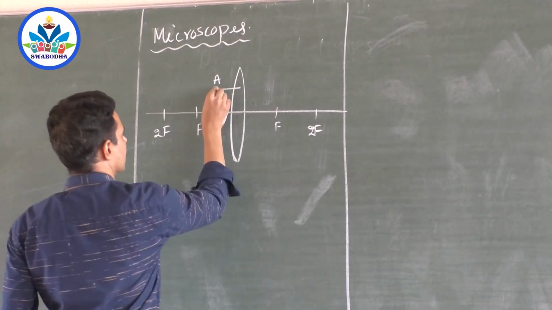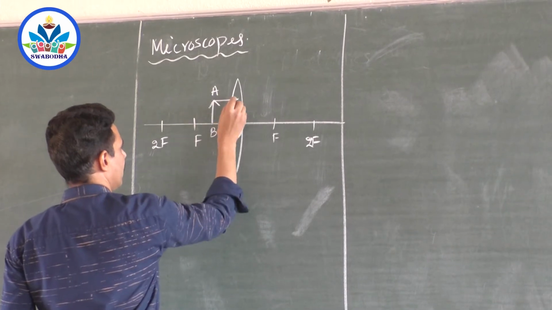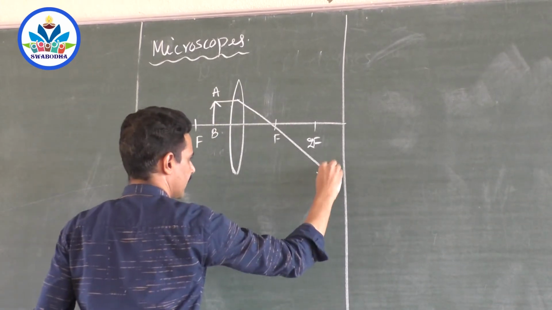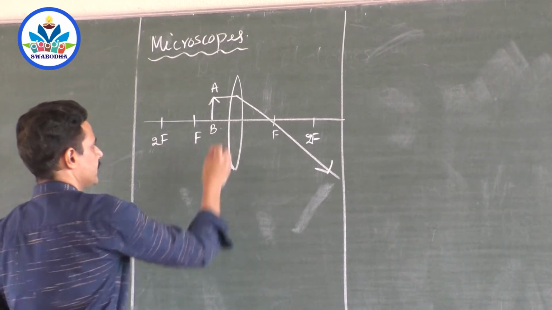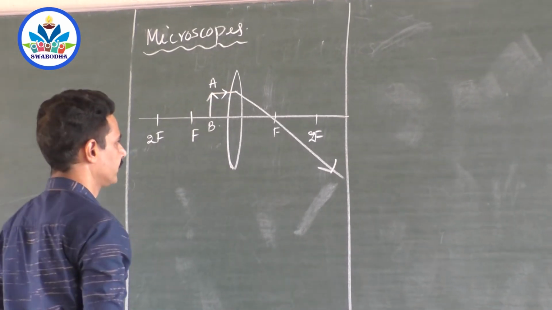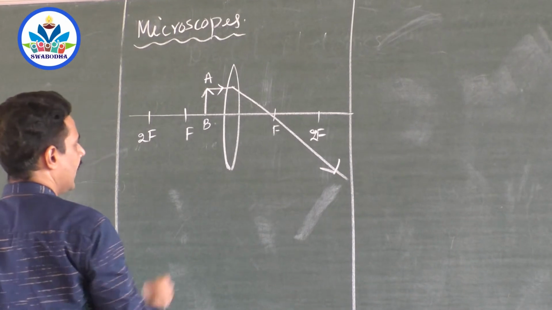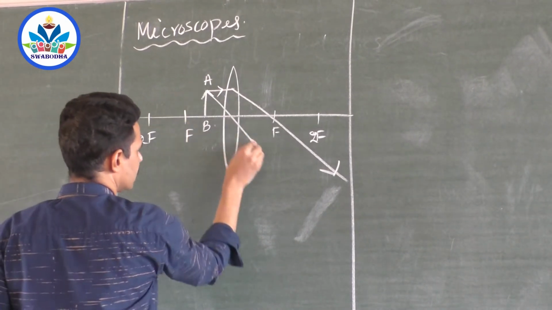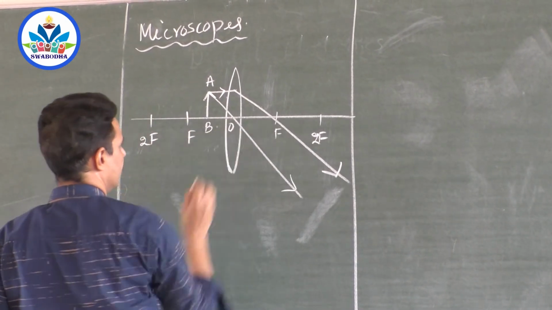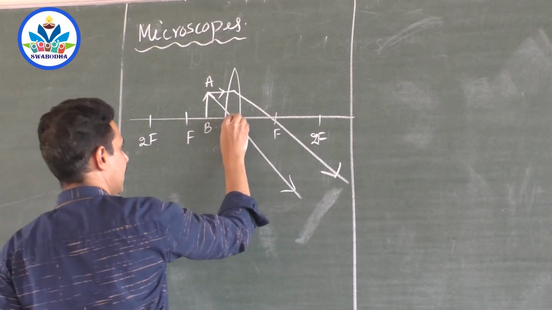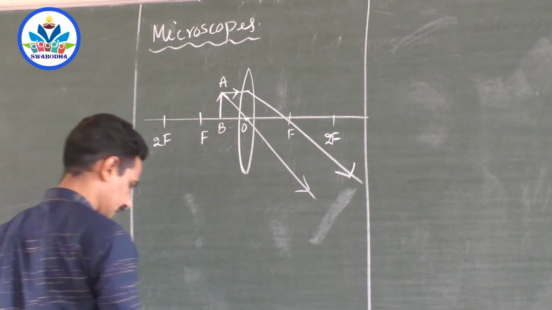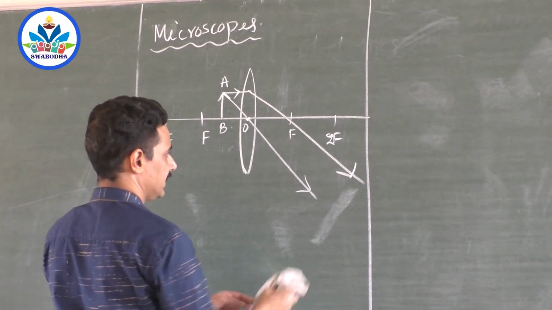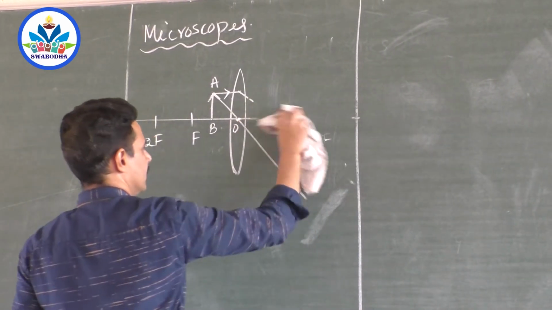Both coming from A, one ray passes through the focus like this. A ray of light incident parallel to the principal axis after refraction passes through focus. And another ray of light passing through the optic center like this, O, the midpoint of the lens, surface of the lens. And it passes like this, and both these rays never meet. They never meet. They diverge.